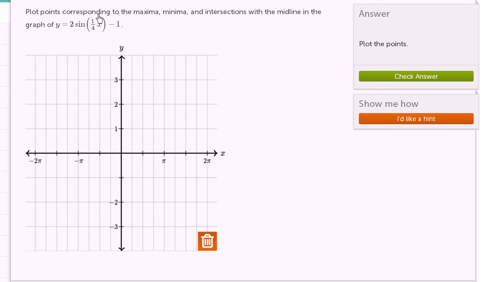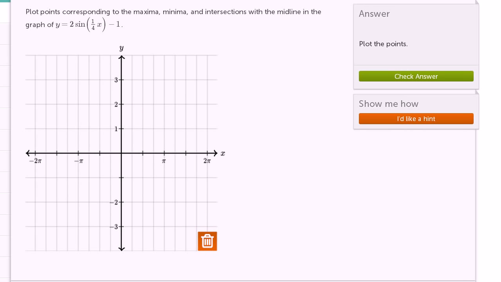Plot points corresponding to the maxima, minima, and intersections with the midline in the graph of y is equal to 2 sine of 1/4 x minus 1. And they give us this neat tool here where we can pick as many points just by clicking. We can move the points around, drag them around. If we want to get rid of a point, we just have to drag them to the trash.